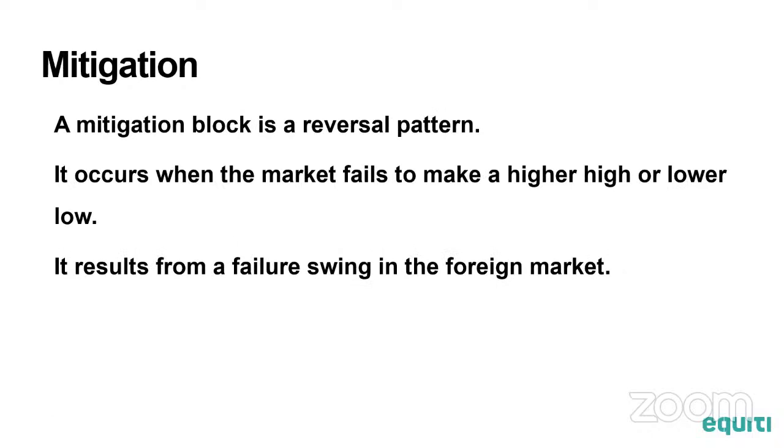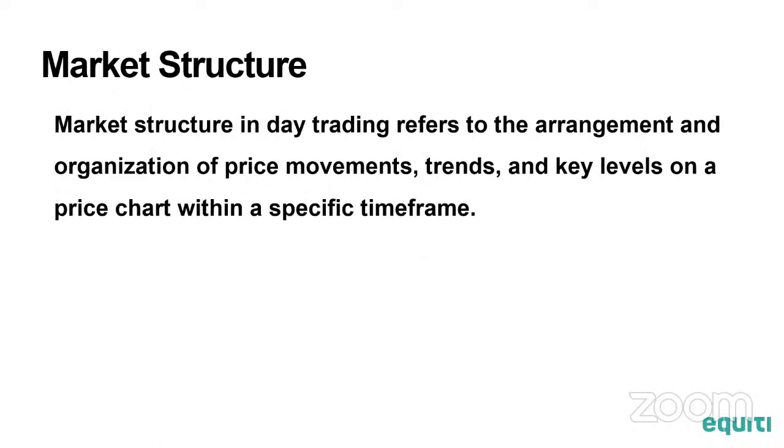Then the other concept we need to introduce, again, if you feel like these concepts are too abstract at the moment, you can go back and go through them one by one. You can have entire YouTube videos just for each concept before you combine them into a strategy. The second concept is mitigation. A mitigation block is a reversal pattern. It occurs when the market fails to make a higher high or a lower low. It results from a failure swing in the market. So this is simply the act of prices coming back to the order block because there was a certain imbalance somewhere in the market.